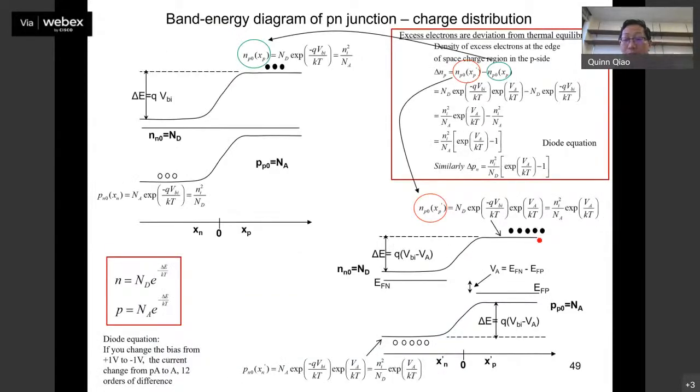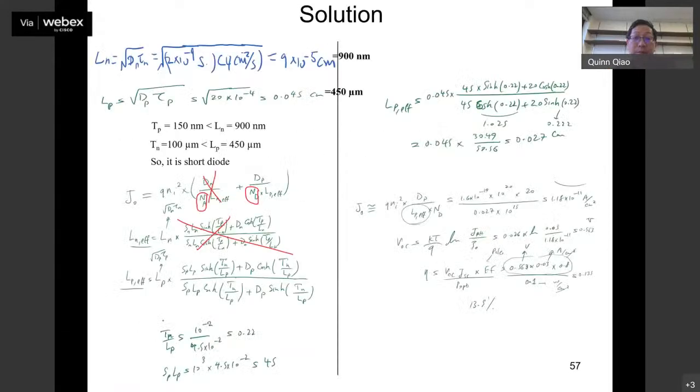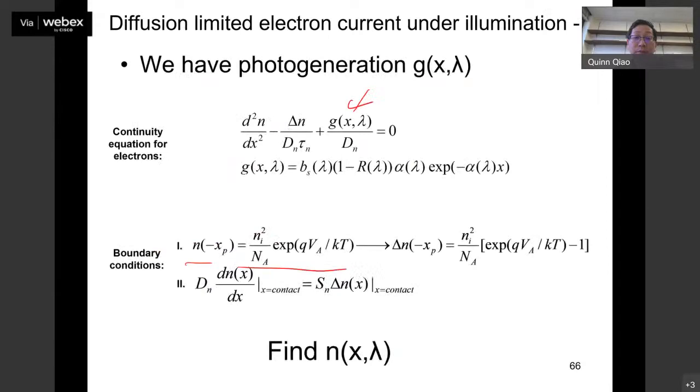Here, you see the positions at the edges of the depletion region. Look at this edge, XP, and the other one, XN. These two positions tell you the boundary conditions. At this boundary condition, you see the electron is this much. That's how you get the boundary condition. You remember the boundary conditions here? That's exactly the same as you see there, right?